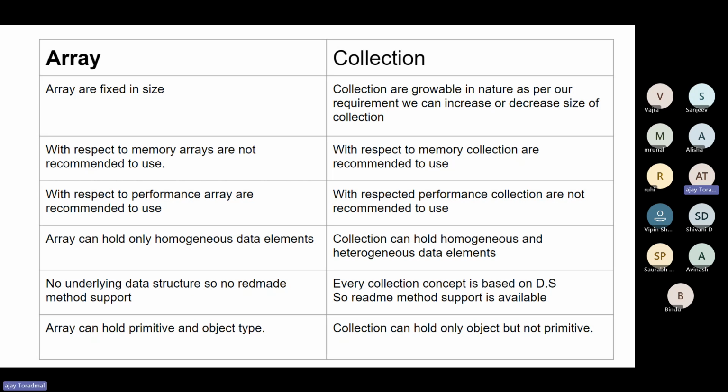The next point is that an array can hold only homogeneous data elements. That means only similar types of data you can store in an array. But a collection stores homogeneous as well as heterogeneous data. Suppose I want to store 1, 2, 3, 4, 5, I can store it, or I want to store 1, 2, 3, 4, let's say Script QA, or some different people's names, like Digambar. I can store that there.